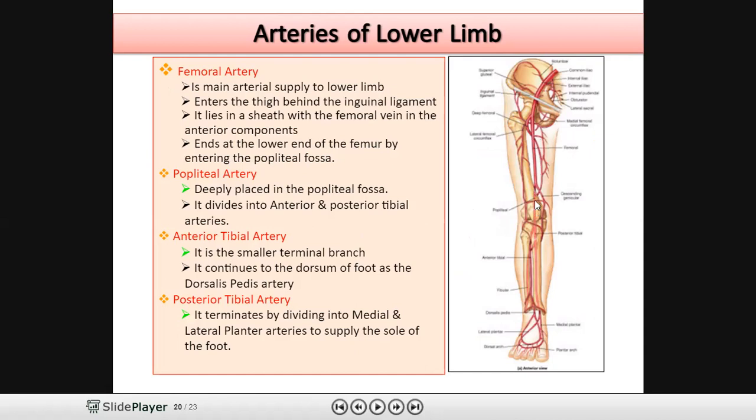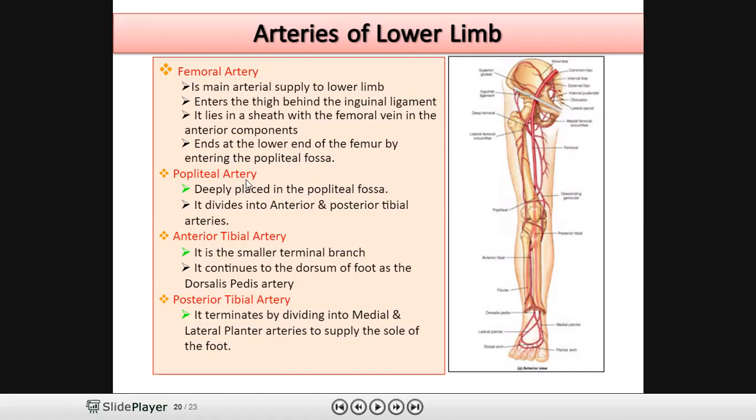Remember, in the upper limb, we had the cubital fossa anterior to the elbow joint. But here in the lower limb, this is the knee joint. Behind the knee joint, we have a fossa called the popliteal fossa. So the femoral artery enters into that popliteal fossa and then changes its name and becomes what we call the popliteal artery.